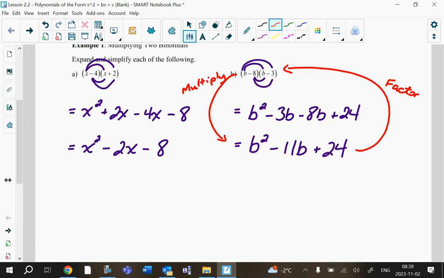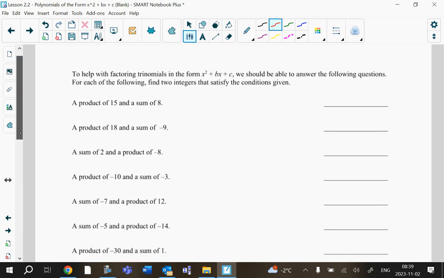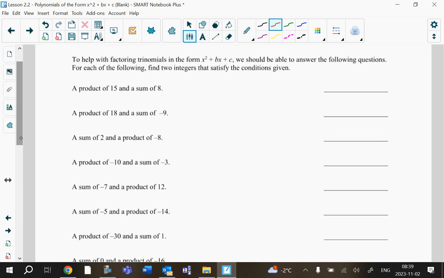Okay? Oh, sorry. I forgot about this. A little practice first. This is going to help you with the factoring. Okay? It is just being comfortable with figuring out 2 numbers, positive or negative, or both positive, right? That multiply to get something and add to get something. So what 2 numbers multiply to get 15 and add to get 8? 3 and 5. Good.